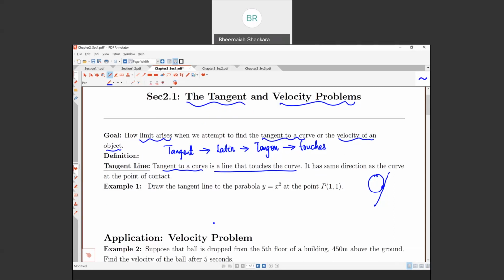Example 1. Draw a tangent line to the given parabola at the point P of (1, 1). So first you want to draw a parabola y equal to x square. This is the y equal to x square parabola. Now say this is 1 on the x-axis and 1 on the y-axis, which means this is the point (1, 1). And you want to draw a tangent line at (1, 1). So you draw a line which touches the curve at (1, 1). And you call this line the tangent line.